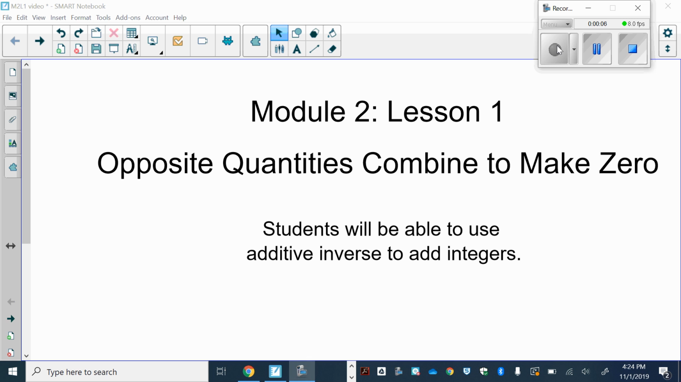Opposite quantities combine to make 0. Students will be able to use the additive inverse to add integers. Be sure to take notes into your Eureka packet. Make sure to jot down any questions so you can ask them tomorrow.